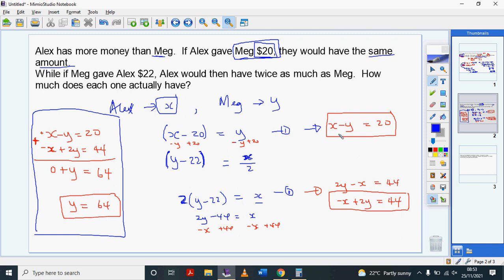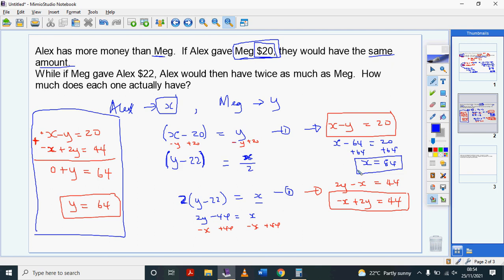So in this equation, I want to find x, right? I know my y is 64 is equal to 20. So all I have to do is add 64 both sides, add 64, and then x is equal to 20 plus 64 is 84. So those are my values of x and y. That's how much money Meg and Alex have.